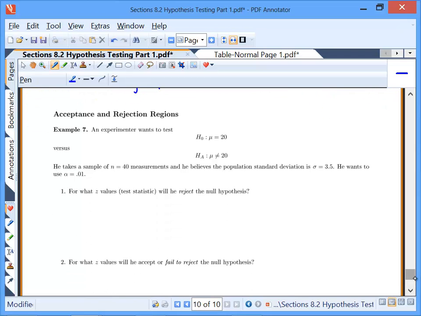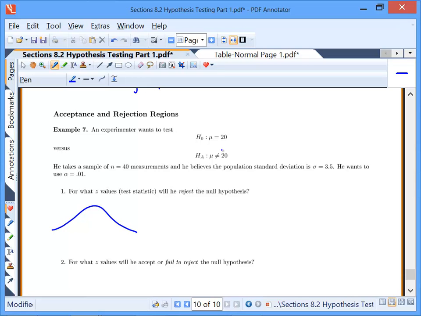Notice in this setup, I haven't told you what the actual sample mean was. I didn't tell you to go find a test statistic, and I didn't tell you to then find your p-value. We're kind of going to work backwards. So I actually just want you to tell me, just think creatively, for what z-values is he going to end up rejecting the null hypothesis?